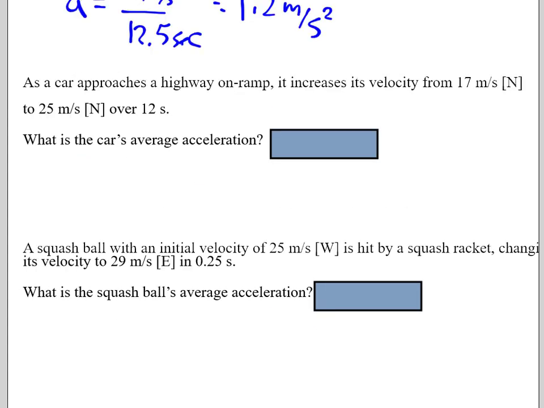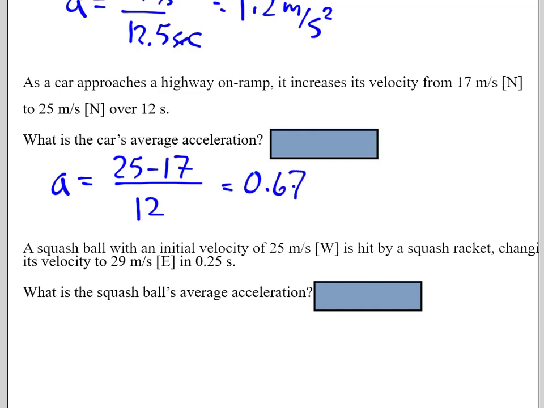I'll bring that up a bit in case you couldn't see the last question. As a car approaches a highway on-ramp, it increases its velocity from 17 to 25 over 12 seconds. So again, we could do 25 minus 17, that's the change, and it's happening over 12 seconds. So 8 divided by 12, 0.67 meters per second squared.